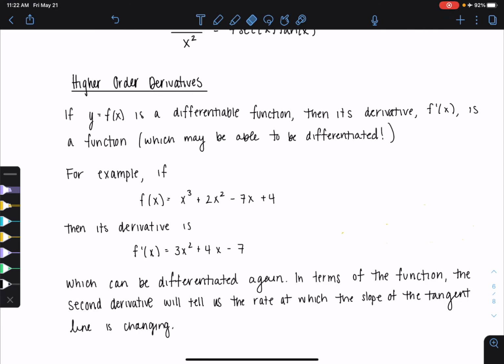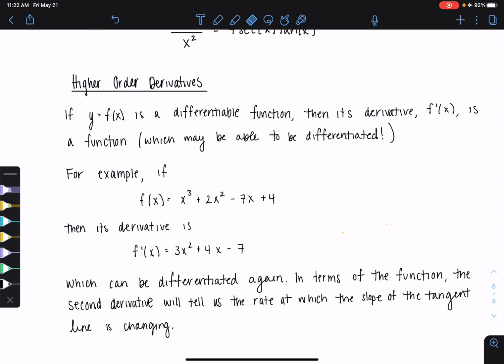In terms of the function itself, the first derivative talks about the slope of the tangent line or the rate of change of our function. If I take a second derivative, it tells us the rate of change of the first, so it's telling us the rate of change of the slope of the tangent line.